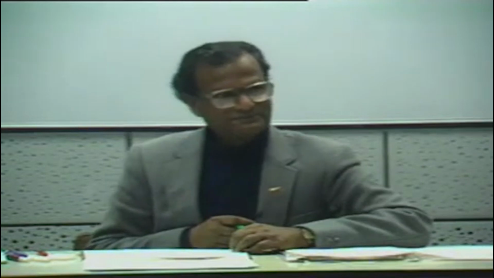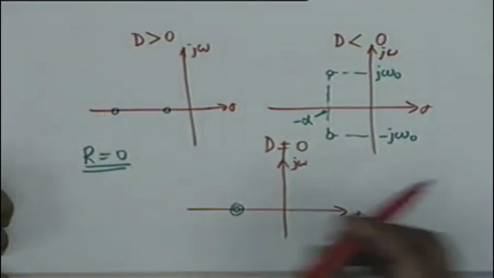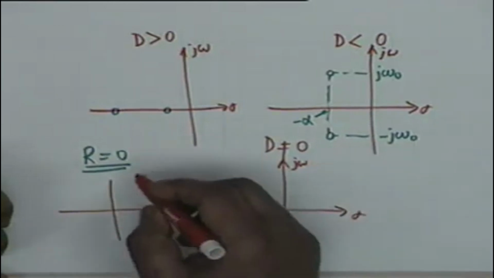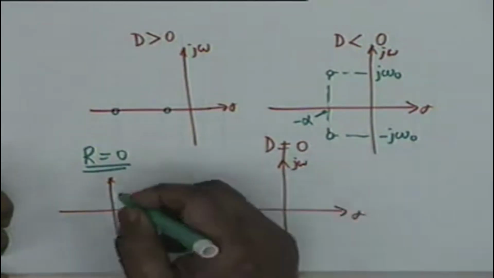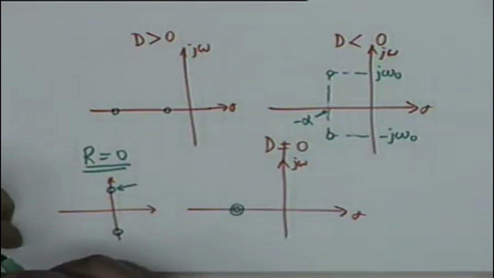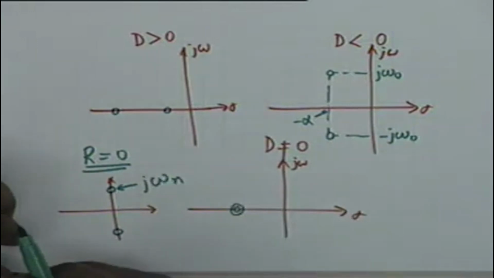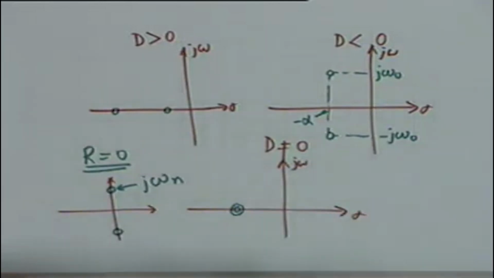Let's consider a fourth case in which capital R equal to 0. Can you tell me where the roots should be? On the imaginary axis, okay. Can you tell me the value? 1 by LC. In terms of omega n, it is j omega n. Is that okay? Right? Now I want you to look at this figure carefully. If the figure is too small on the monitor, I can draw it again, enlarged version. Can you see distinctly from the last bench?